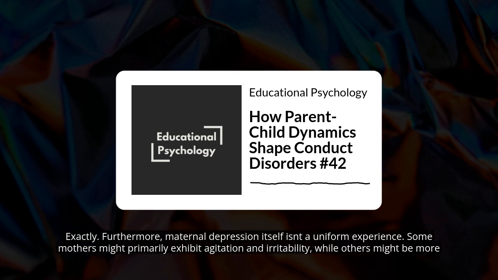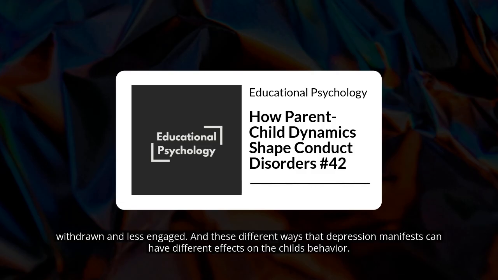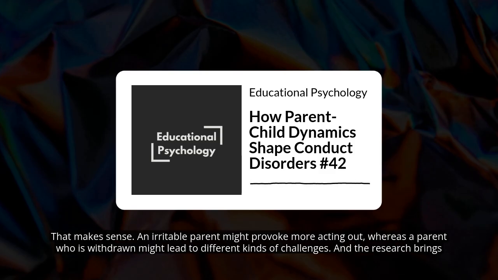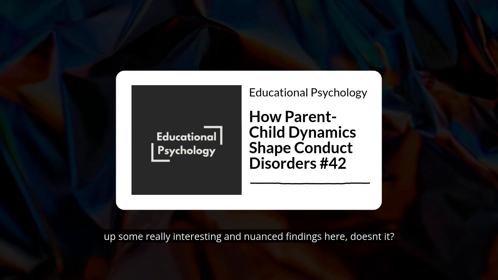Exactly. Furthermore, maternal depression itself isn't a uniform experience. Some mothers might primarily exhibit agitation and irritability, while others might be more withdrawn and less engaged. And these different ways that depression manifests can have different effects on the child's behavior. That makes sense. An irritable parent might provoke more acting out, whereas a parent who is withdrawn might lead to different kinds of challenges. And the research brings up some really interesting and nuanced findings here, doesn't it?